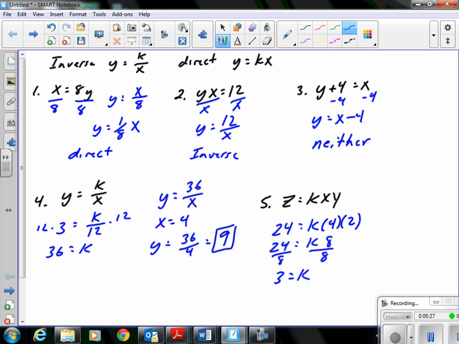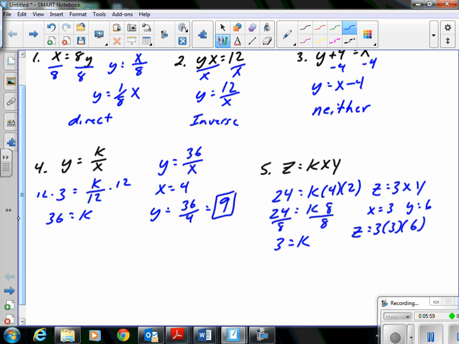So that means that the basic format of the equation should be that z equals 3 times x times y. We replace k with the 3. And now it gives us values for x and y. X equals 3 and y equals 6. So z is going to equal 3 times 3 times 6. So 3 times 3 will be 9 times 6. It's going to be 54.